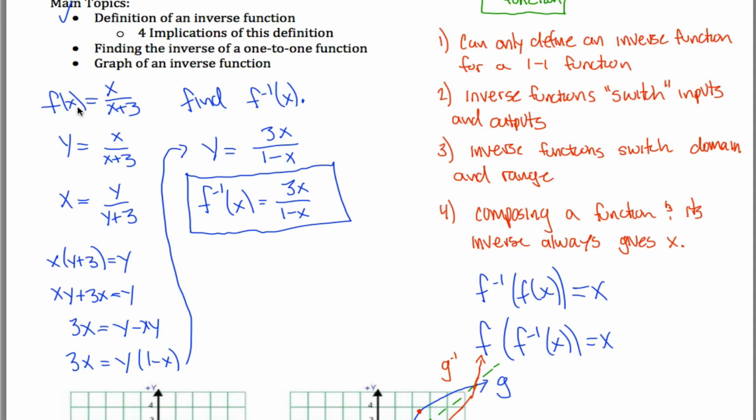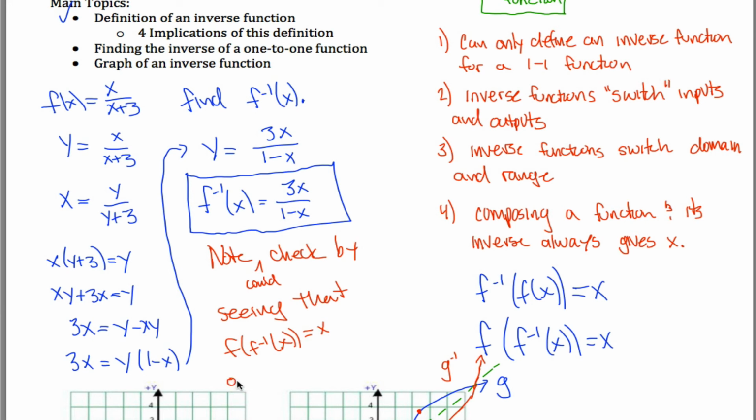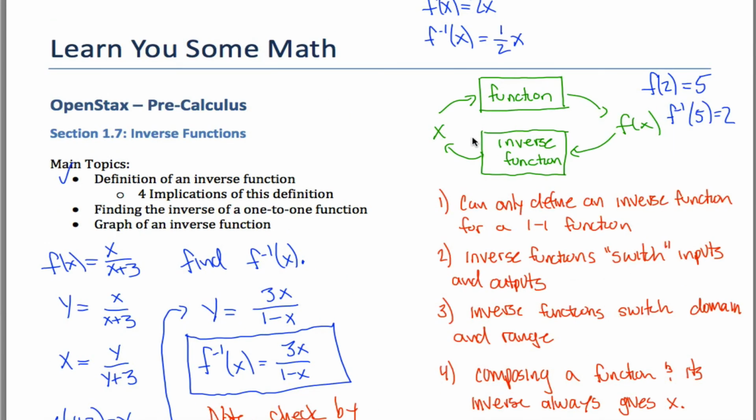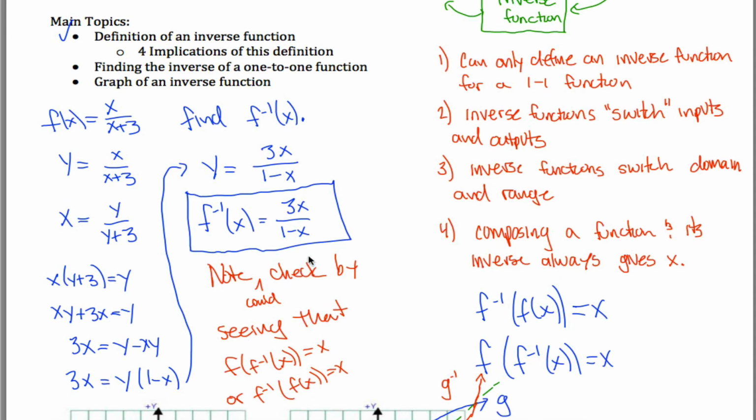While I'm here, another way you could check this, note, you don't have to do it, is by seeing that f of f inverse of x really does equal x, or that f inverse of f of x equals x. Remember, that was our fourth criteria here. It says when you run a function and its inverse one after another, when you compose them together, you get right back where you started. It's our recycling criteria. I should be able to check that algebraically.